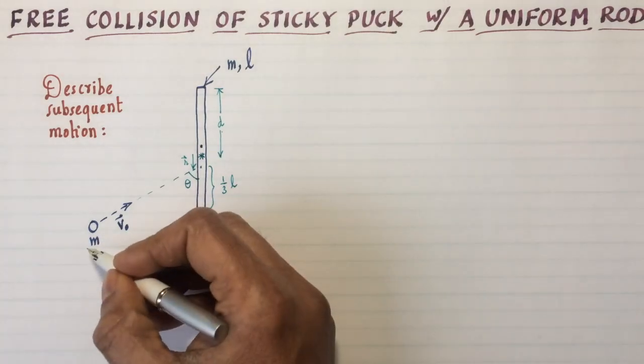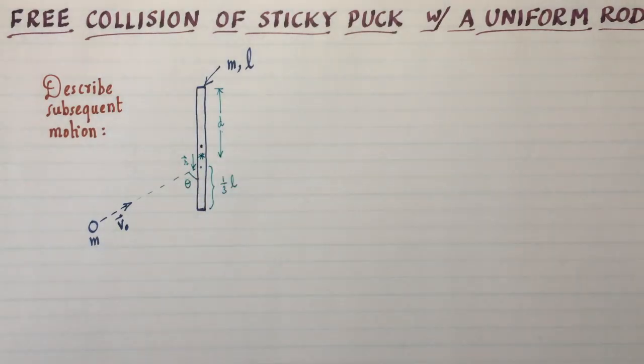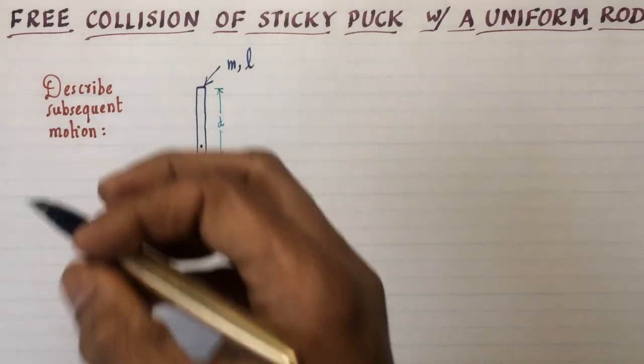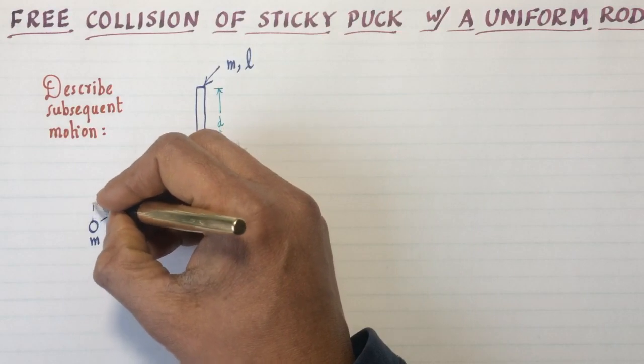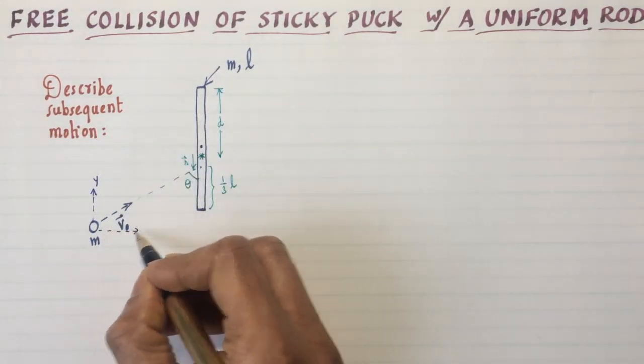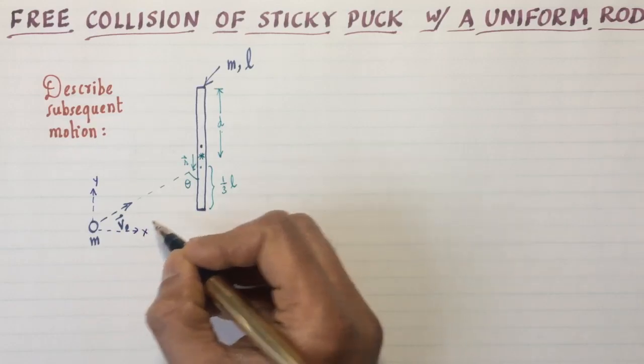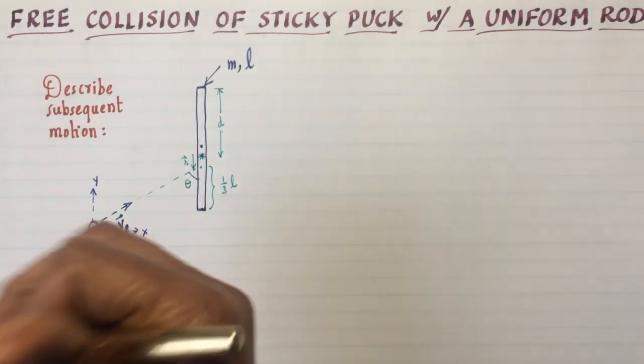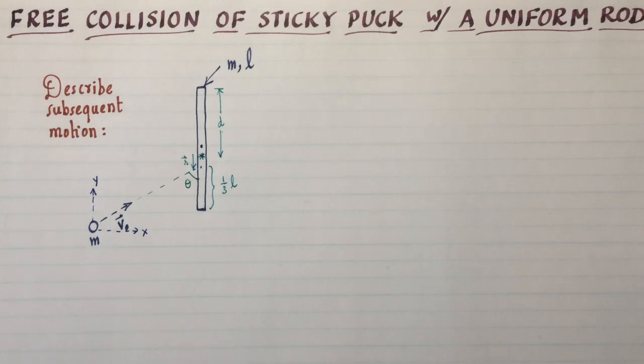Now I've taken the mass of the puck and the mass of the rod to be the same because I don't want to see any ugly mathematics, so hopefully that will suffice. And I'm taking a coordinate system here where it's traditional. The y-axis is going to be up, the x-axis is going to go to the right, and the z-axis is going to come out of the page.